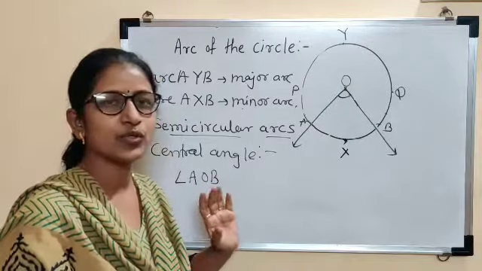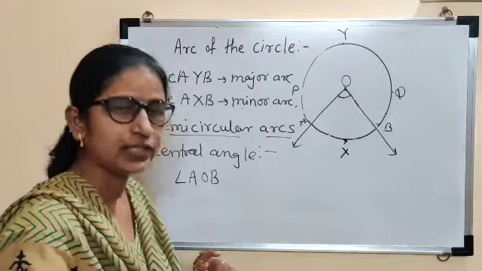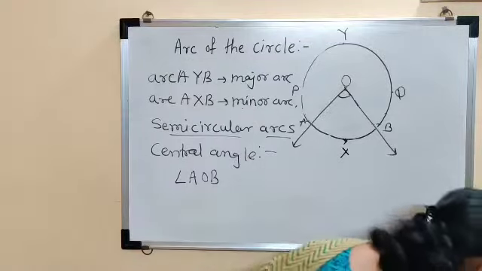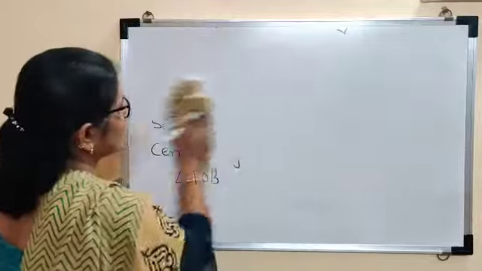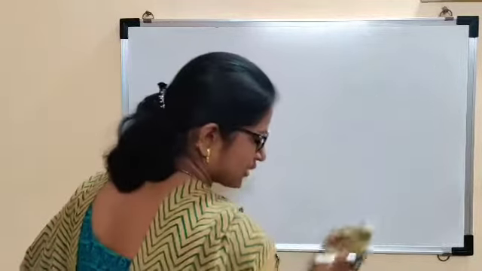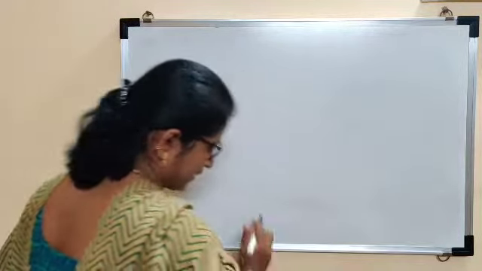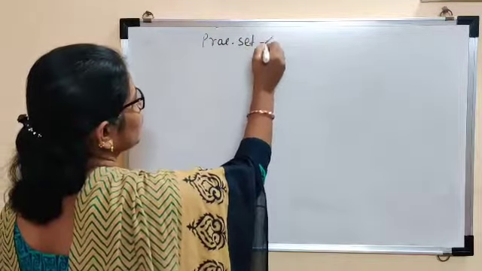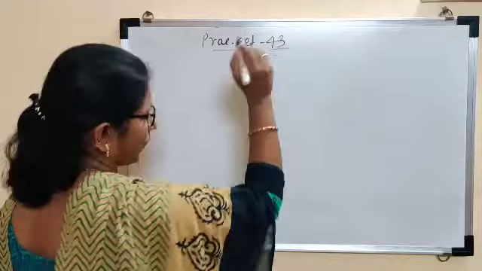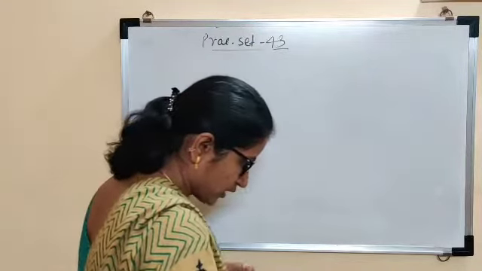So from the textbook, you write the dark lines which are given in the textbook. Now I know it is given. Now we'll see the practice set based on this central angle. Practice set 43. Very simple thing is there. Practice set 43. Choose the correct option.